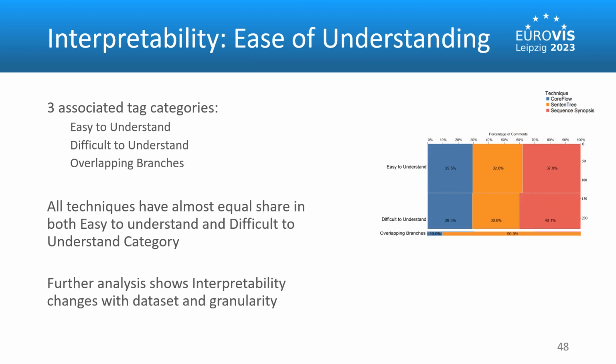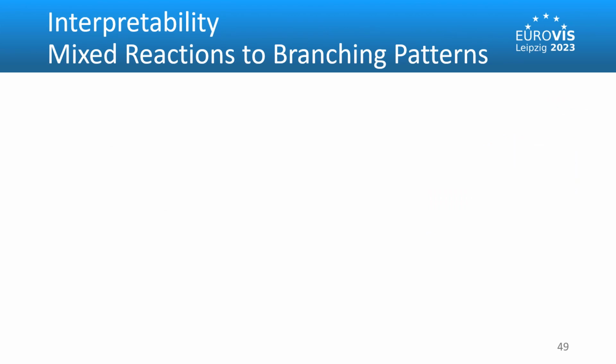Interpretability indicates how easy it is to read the image. We identified 3 tags related to interpretability: easy to understand, difficult to understand, and overlapping branches. Notice that all techniques have almost equal share in both easy to understand and difficult to understand categories. Further analysis shows interpretability varies with dataset and granularity, which is not perceivable from the summary figure.